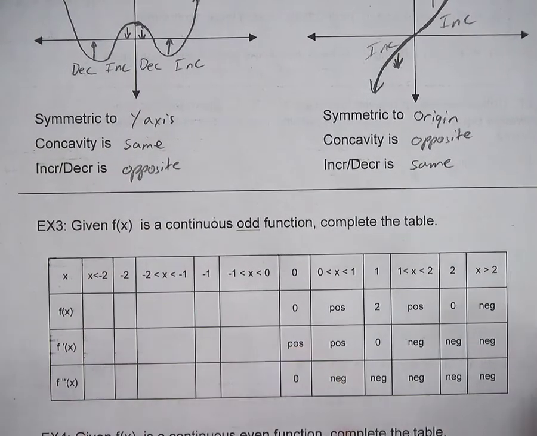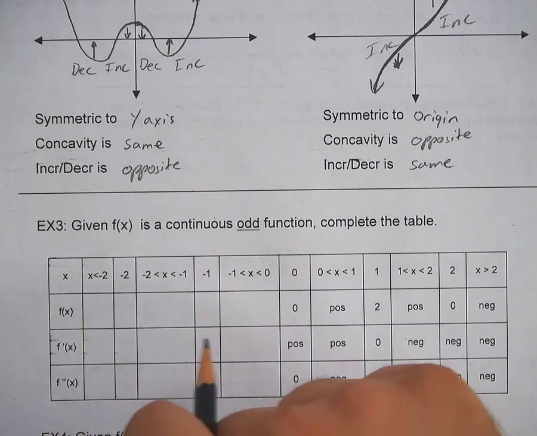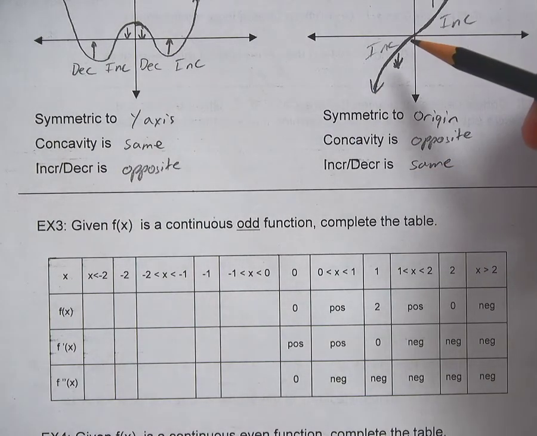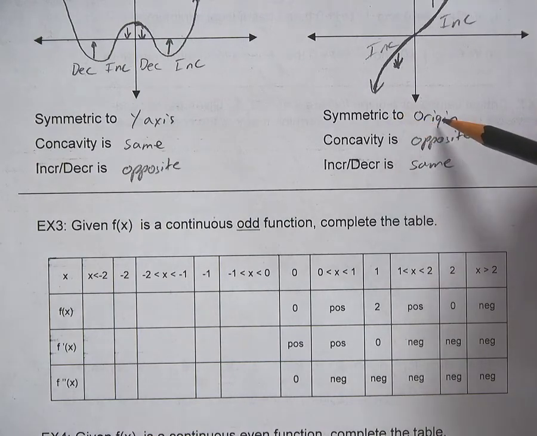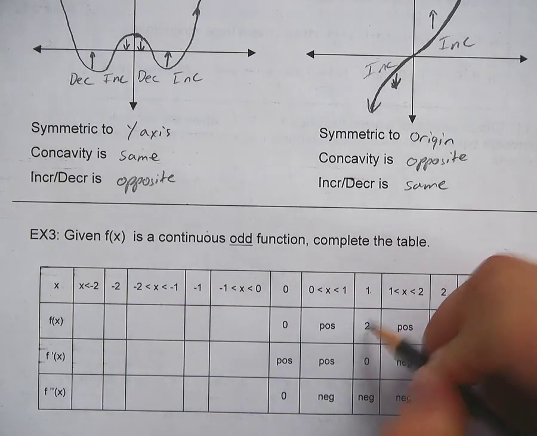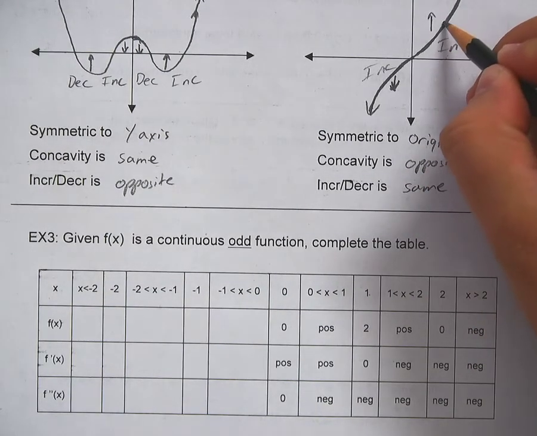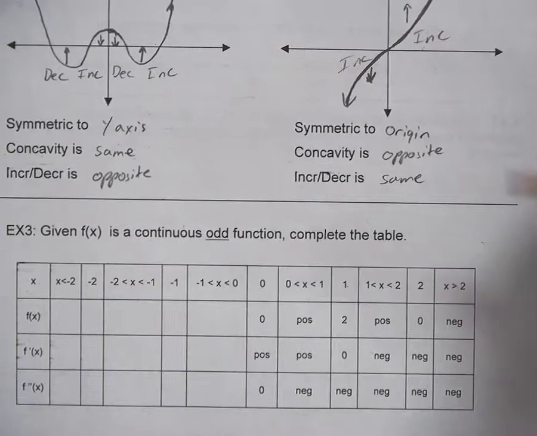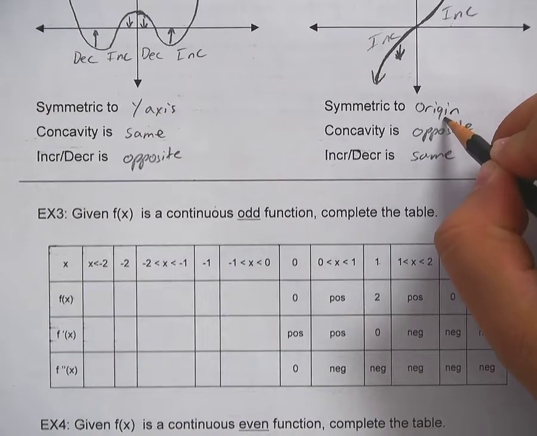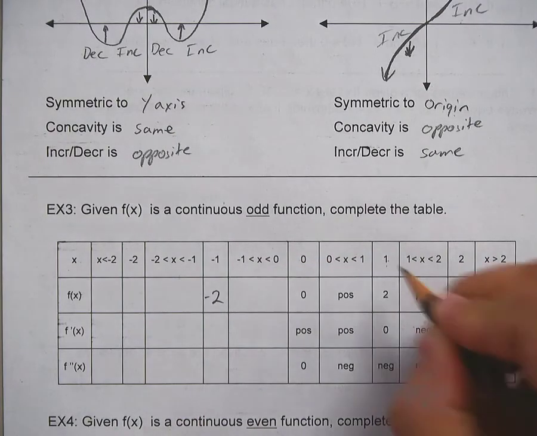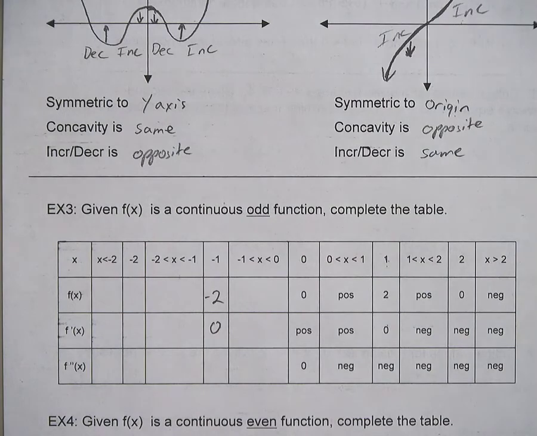something like this, where we're giving characteristics of a function. We have to fill in the rest. So it says, given f of x is odd, complete the table. So it's odd. It's one of these guys. So it's going to be symmetric to the origin. Now what that means is if I have a point kind of like 1, 2, then my next one is going to be -1, -2. Remember, origin symmetries mean that you change the sign of x and y. So -1, -2, right? 1, 0 is 1, 0. There's nothing to change there.